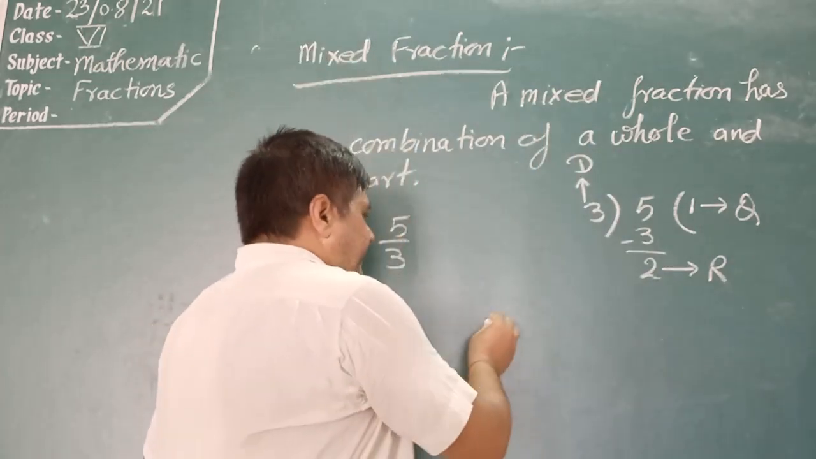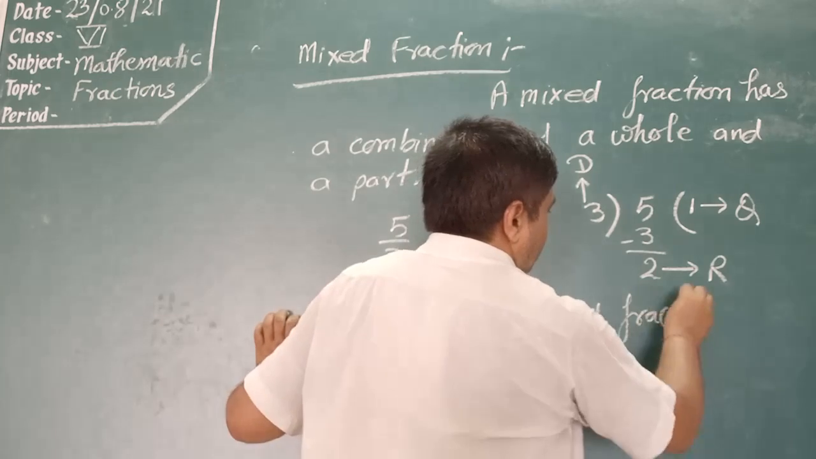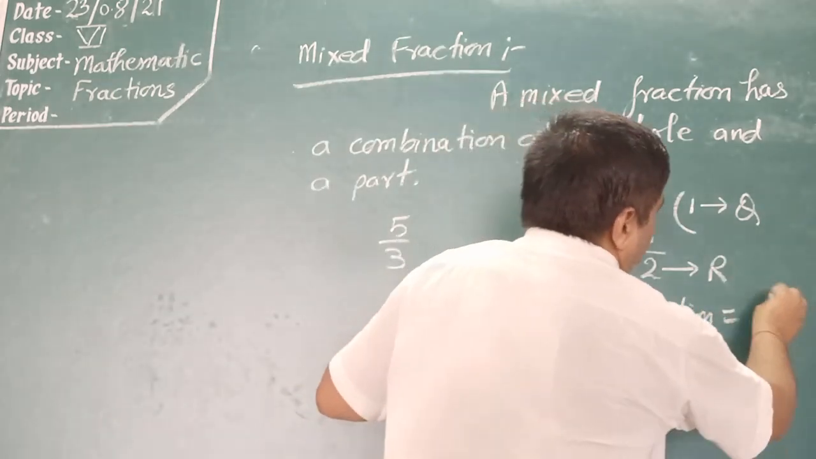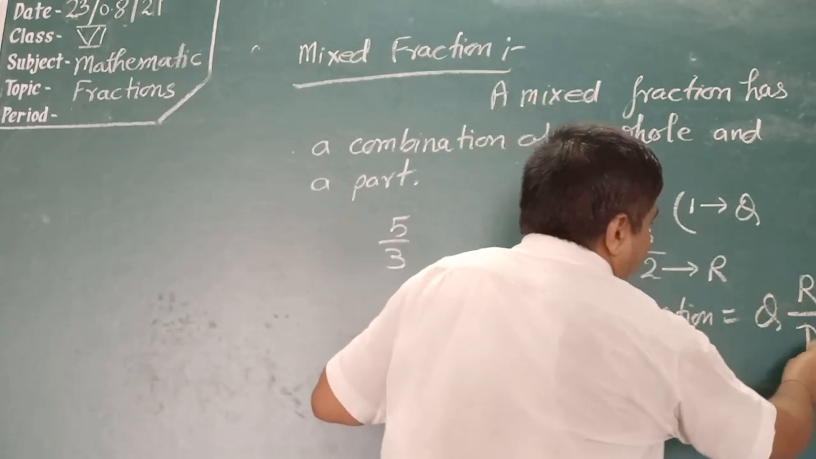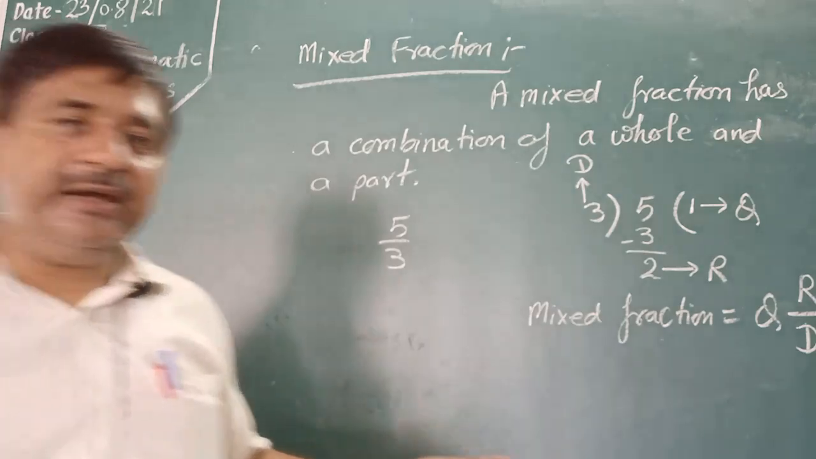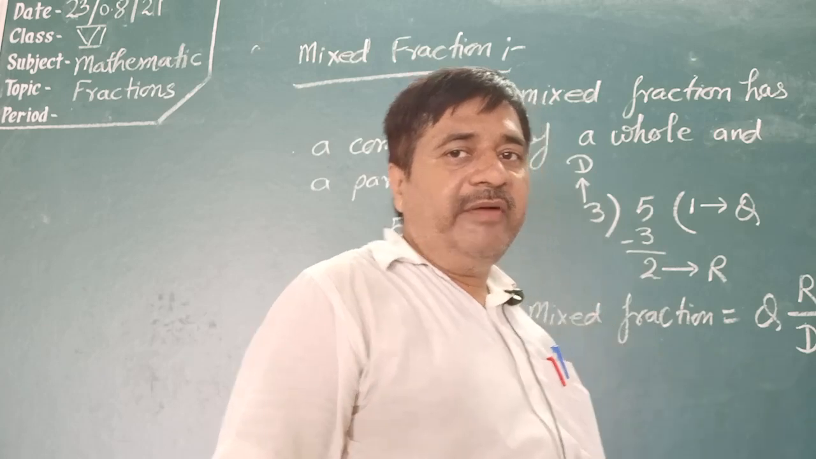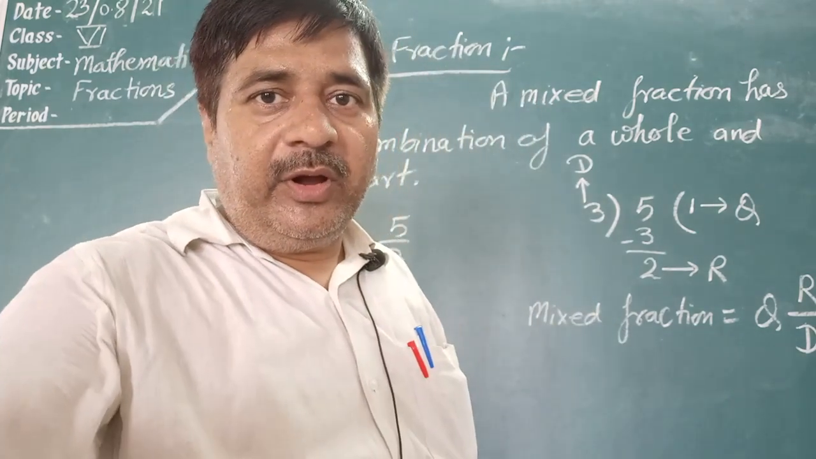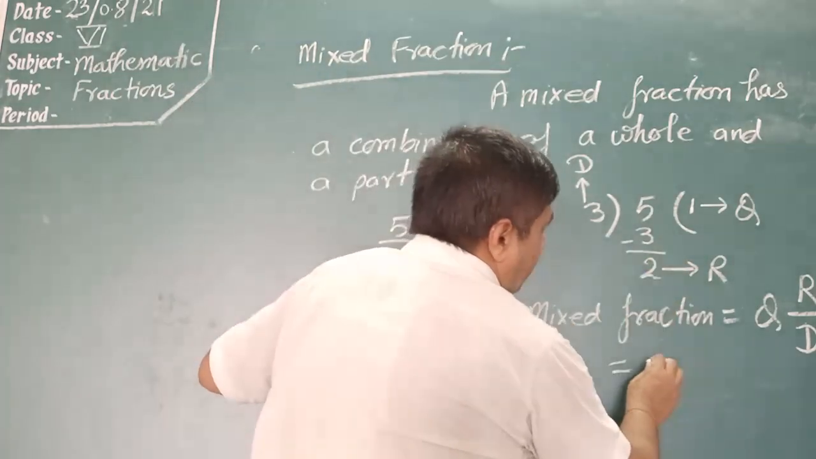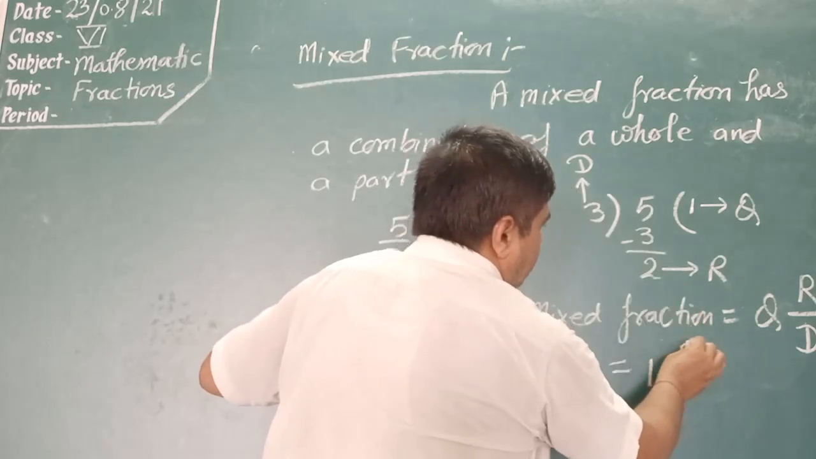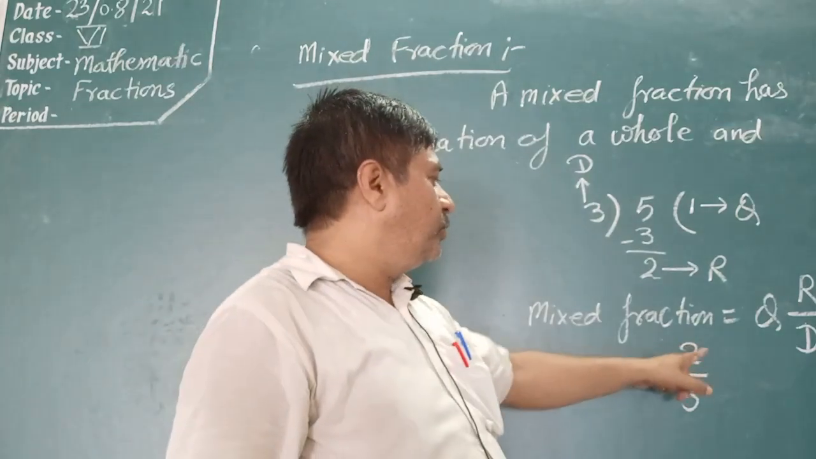Now for mixed fractions, you write here: mixed fraction is equal to quotient, remainder upon divisor. So what do you write here? Here the quotient is 1, the remainder is 2, and the divisor is 3. Then 1 whole 2 by 3.